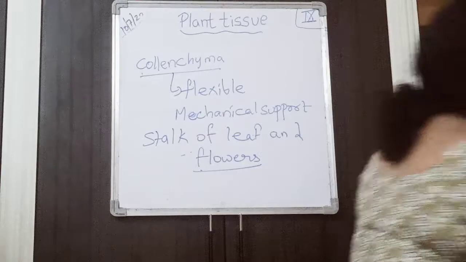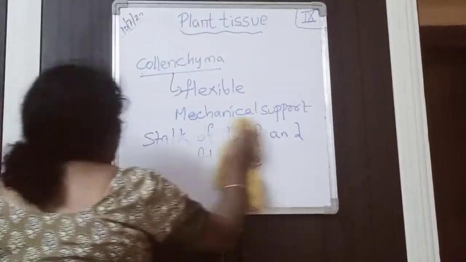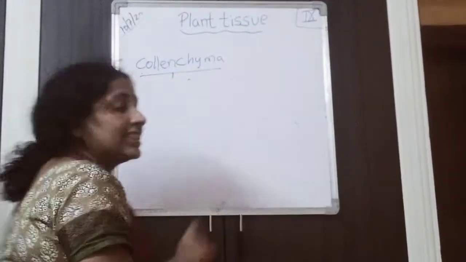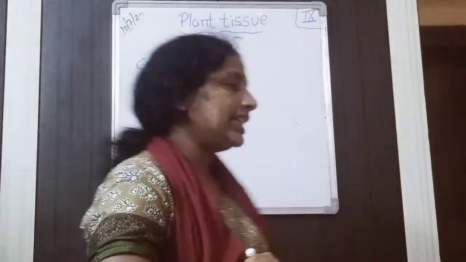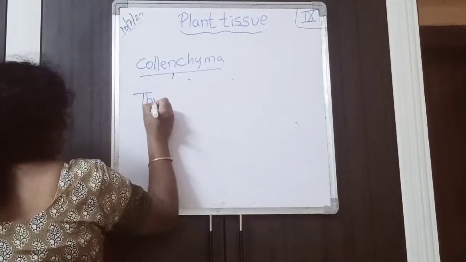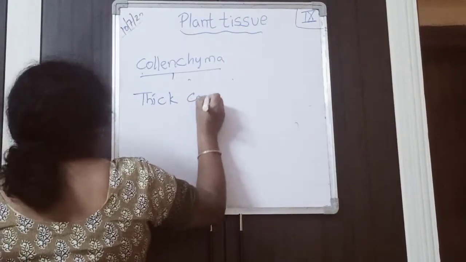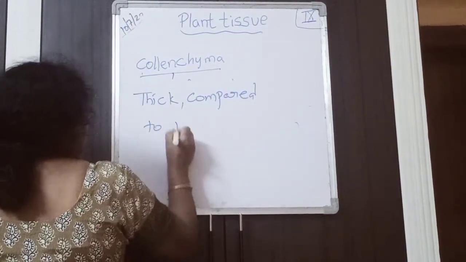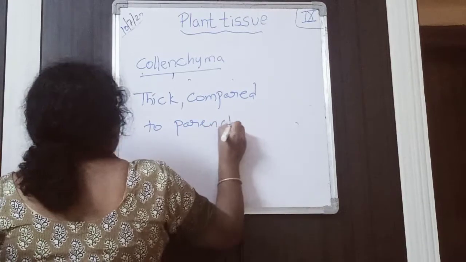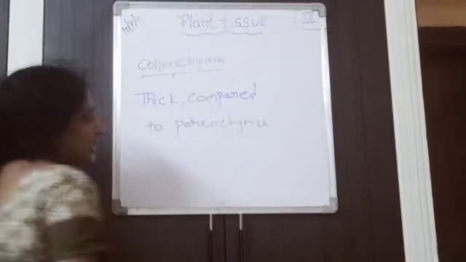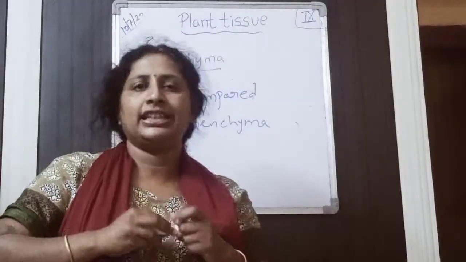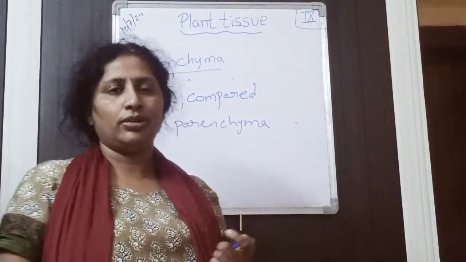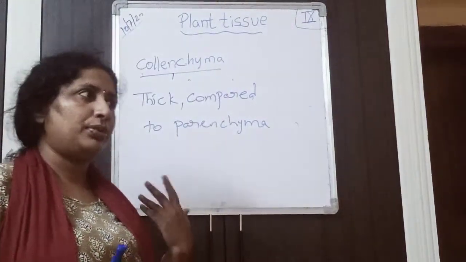When you see the cell wall of collenchyma, it is somewhat thick compared to parenchyma. The cell wall of collenchyma is somewhat thick compared to parenchyma. Okay, the cell wall is thick compared to parenchyma. That's why they are giving mechanical support to the plant. Okay, they are giving mechanical support to the plant.